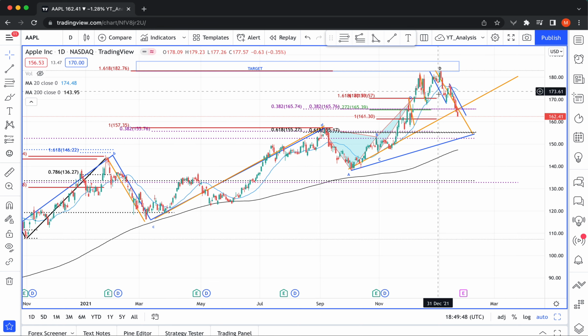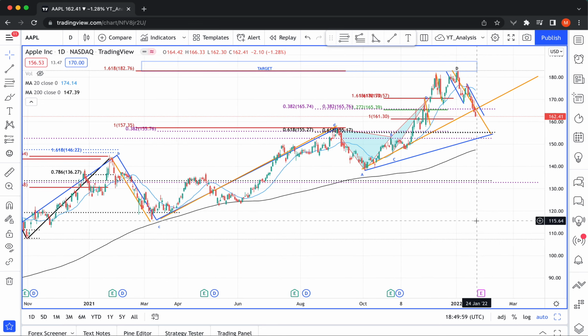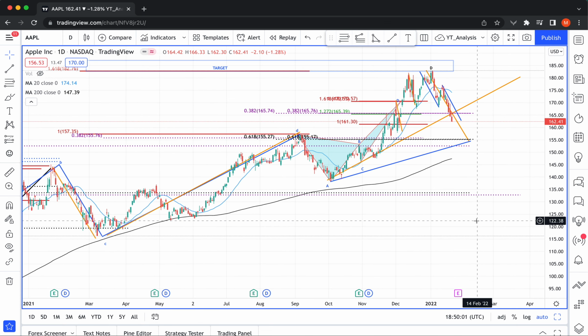Now you'll also notice this blue zigzag line here. That was an ABCD pattern, but the price broke below that on Friday, which is an indication that lower prices are perhaps to be expected in the Apple stock. Once it gets to this $155 level, we'll have to look at the price action very, very carefully.